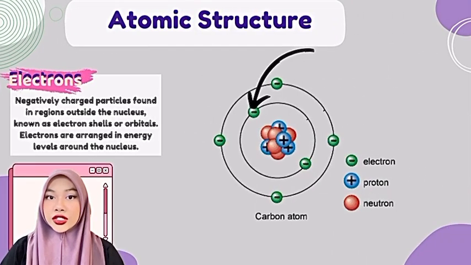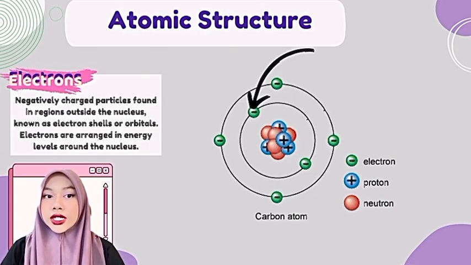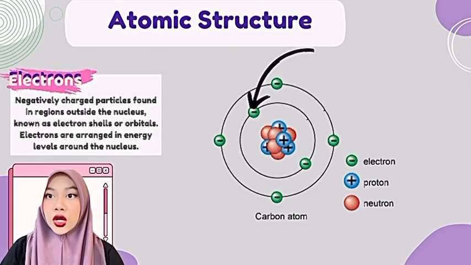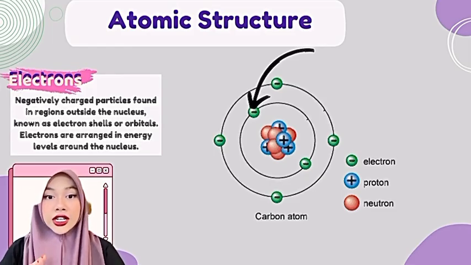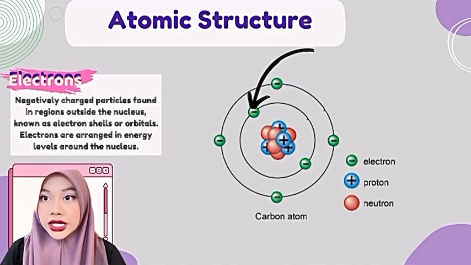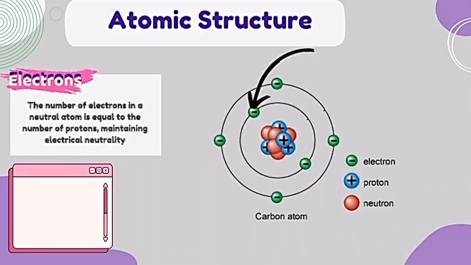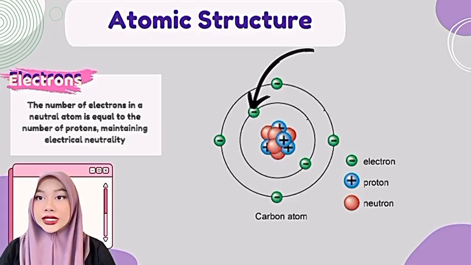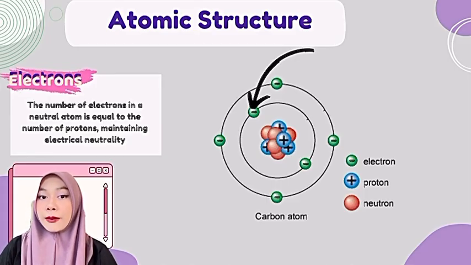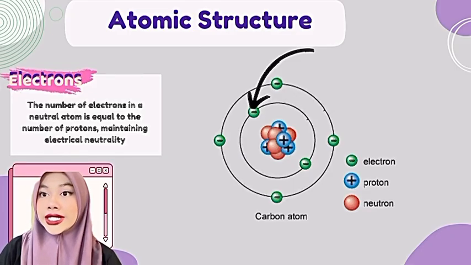And lastly, electrons, negatively charged particles found in the regions outside the nucleus known as electron shells or orbital shells. Electrons are arranged in energy levels around the nucleus. On the other hand, the number of electrons in a neutral atom is equal to the number of protons, maintaining electrical neutrality.